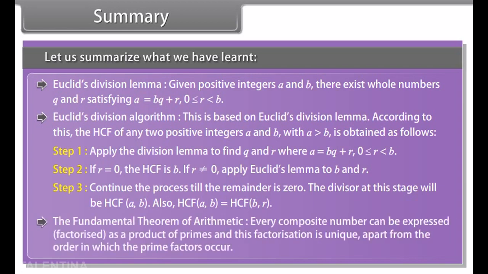The fundamental theorem of arithmetic. Every composite number can be expressed (factorized) as a product of primes, and this factorization is unique apart from the order in which the prime factors occur.